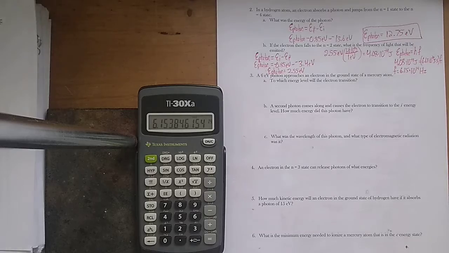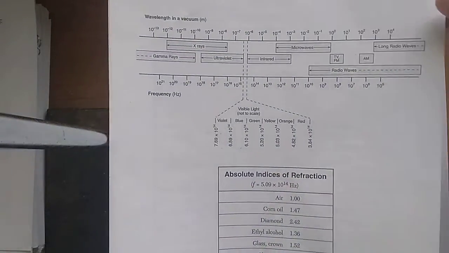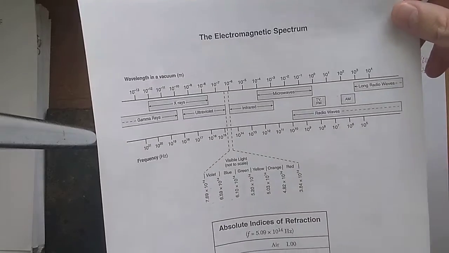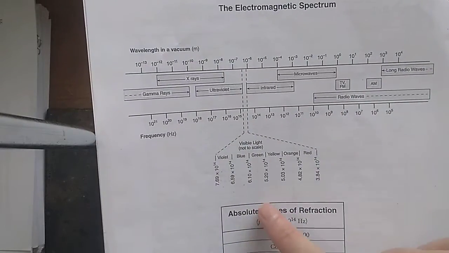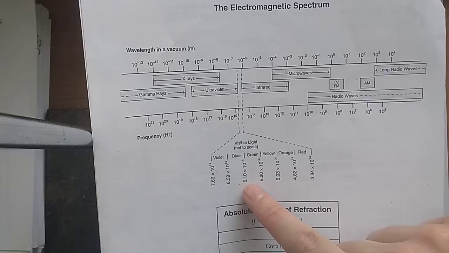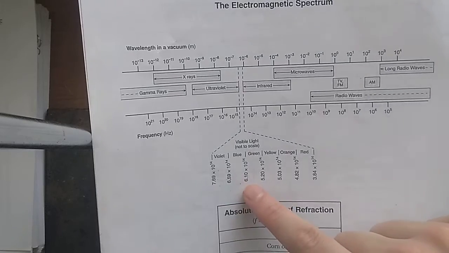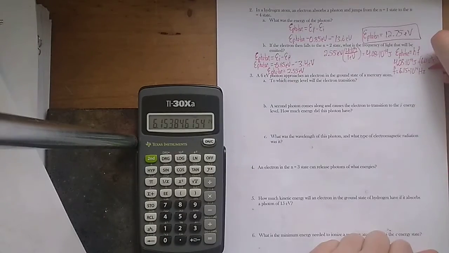And just for good measure, we'll figure out what type of radiation that is. It's times 10 to the 14th, so we've got to be a little careful. But if we go to the spectrum, we see that 6.15 times 10 to the 14th is right between the markers for blue. So this must be blue light.